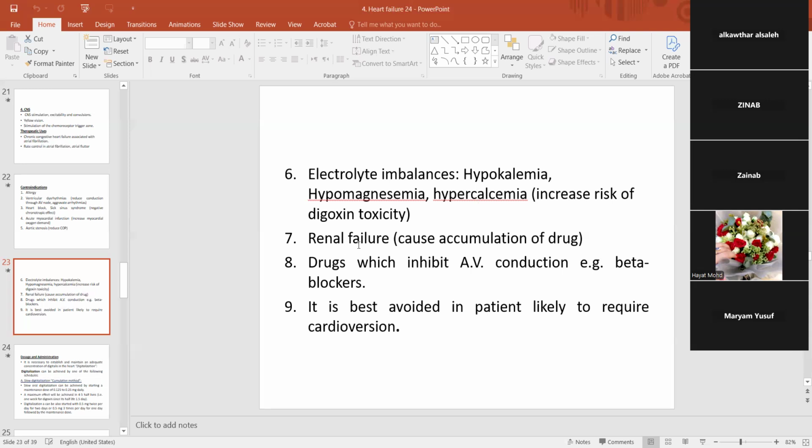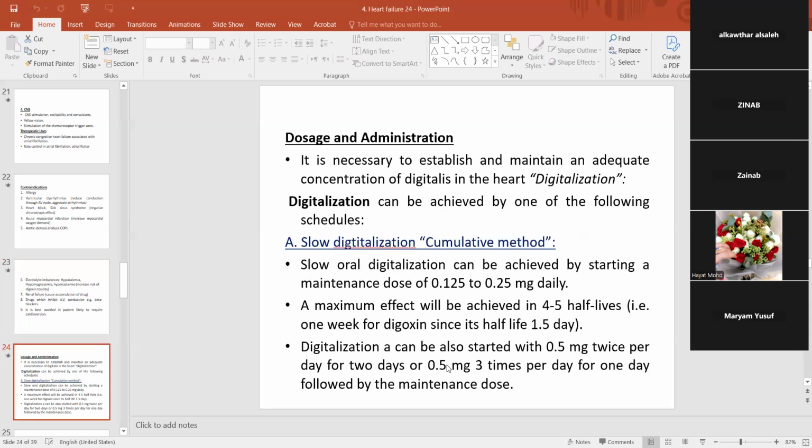The drug is excreted by the kidney, so if there is renal failure, we should adjust the dose or not use the drug. And we should not use the drug with other drugs that decrease the heart rate, because it also decreases the heart rate. This is the main precaution you have to know.